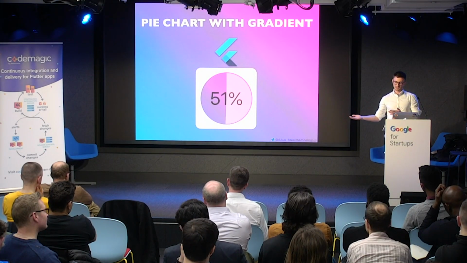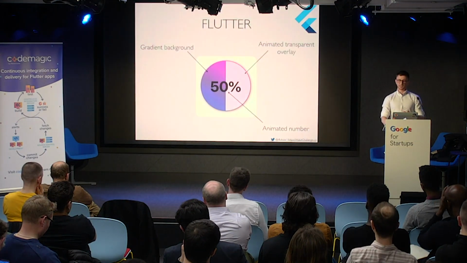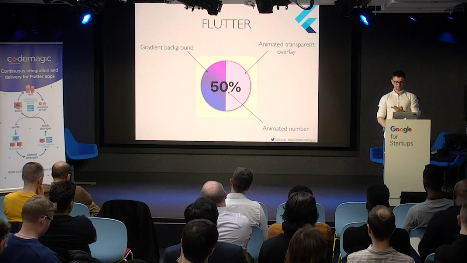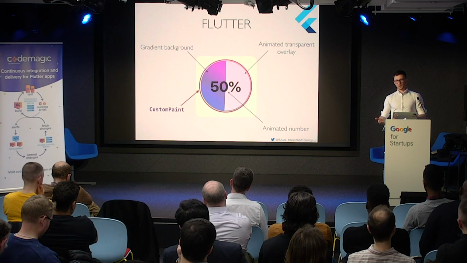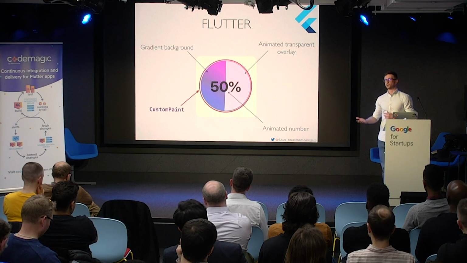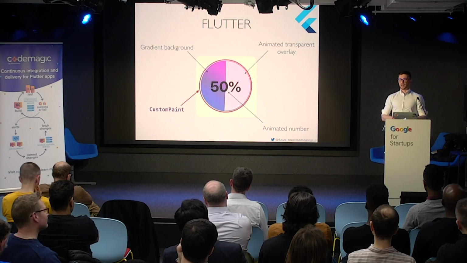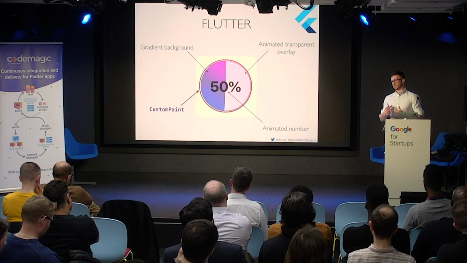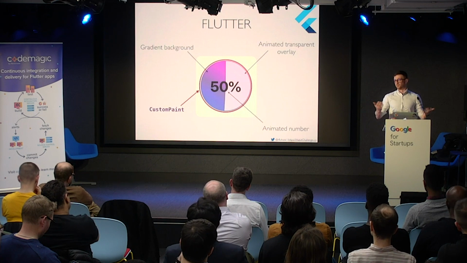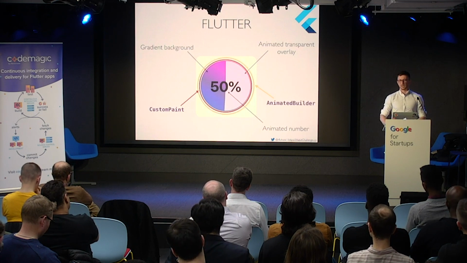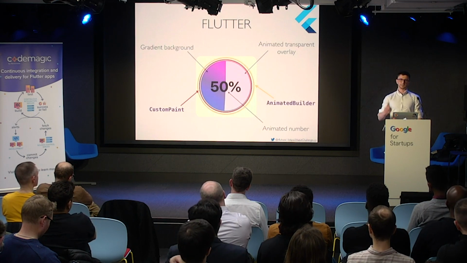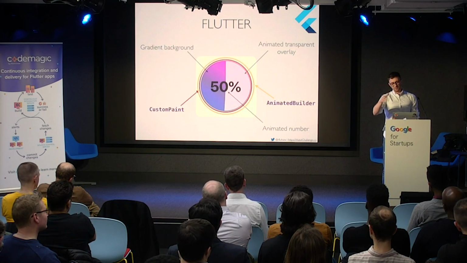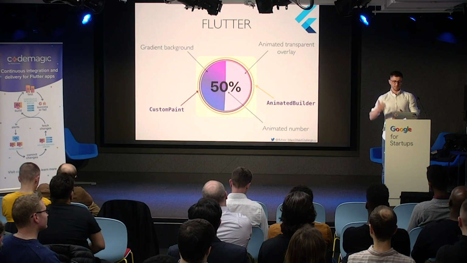Flutter, on the other side, again, gradient background, animated transparent overlay, animated number. What I did, I used a custom painter. Of course, I could use a stack or anything else and arrange components on top of each other, but from my perspective, it was overkill. Why not use a custom painter for this thing, and then wrap it in an animated builder? So I have one single stateless component that is painting the pie chart and number in the background, and then I can animate it from the animated builder.